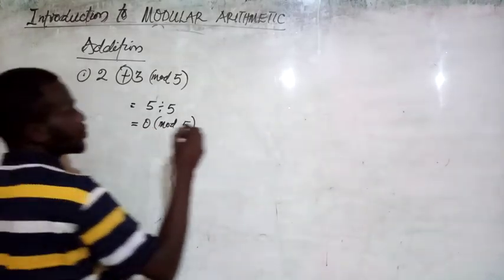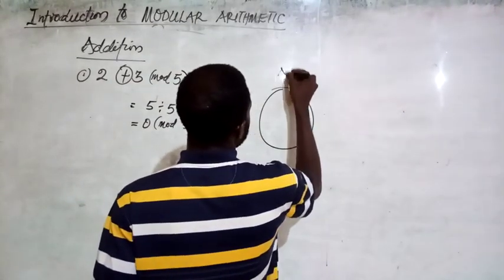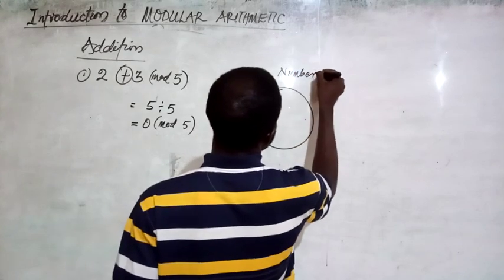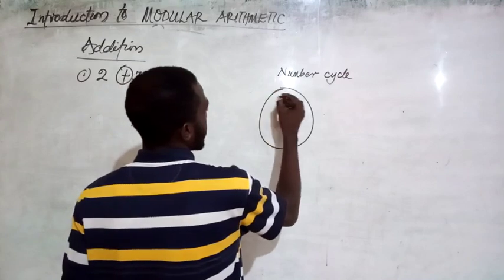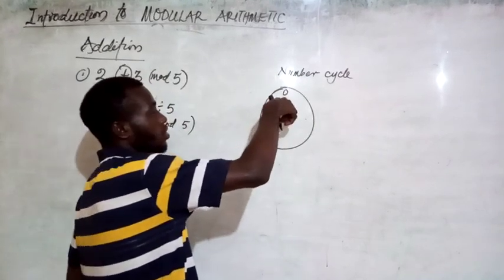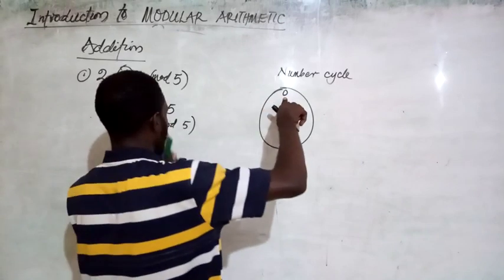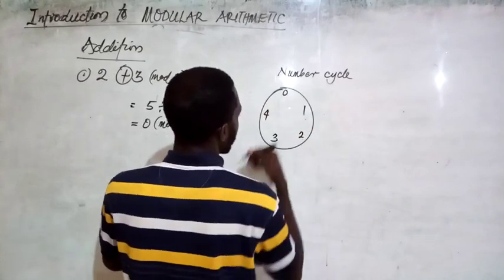Now, another way to do this is this. You can draw your number cycle. So we said we'll be using the number cycle technique. Now, on the number cycle, what we are going to have is 0. I told you that the highest number is going to be written as 0, then that's the modulo. And 1, 2, 3, and 4.